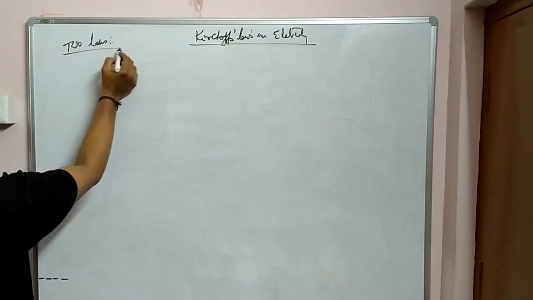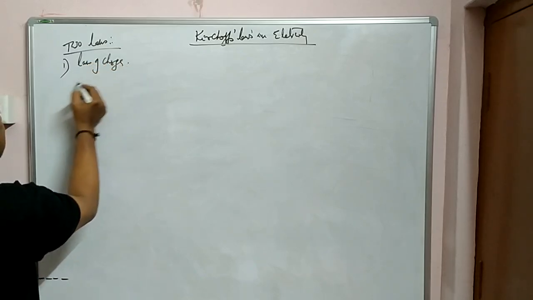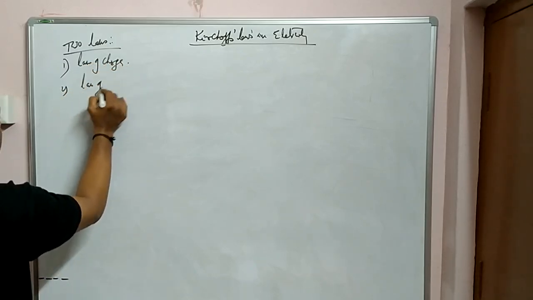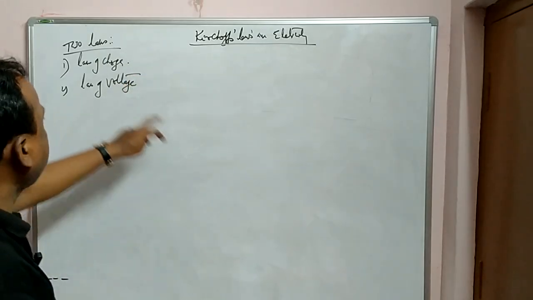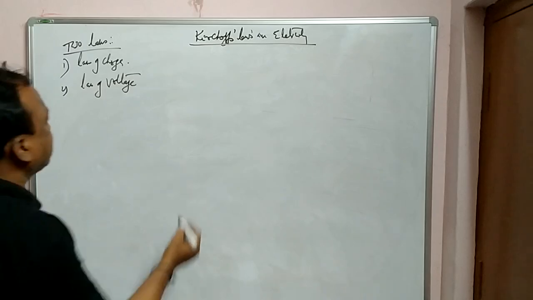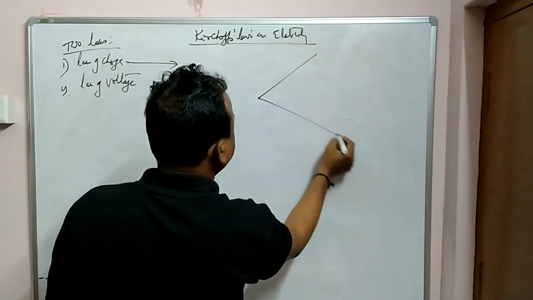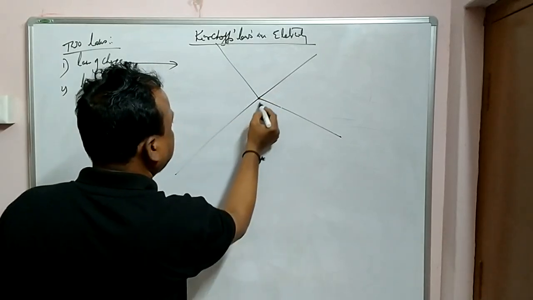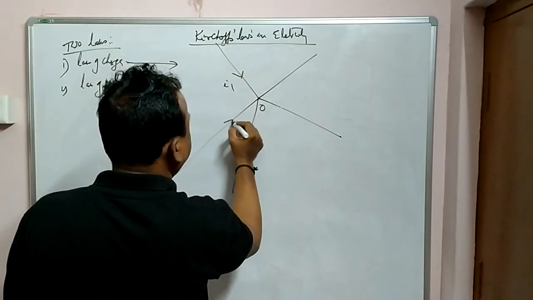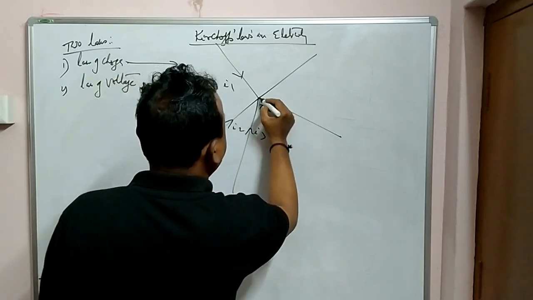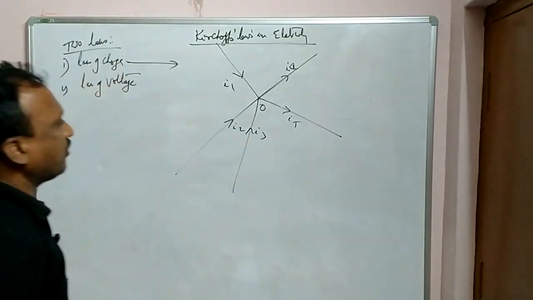He has given two laws. One is the law of charges, and the next one is the law of voltage. Kirchhoff has given two famous laws, law of charges and law of voltage. So first one, what is the law of charges? See, for example, this is a junction, namely O, and at this junction some currents I1, I2, I3 are coming, I4, I5 are going away.